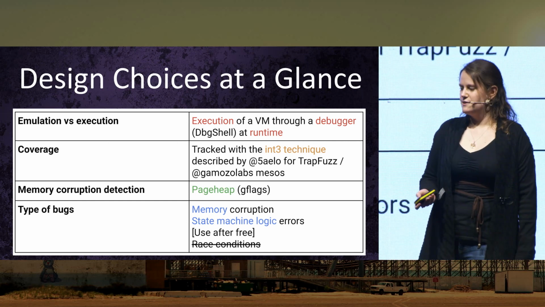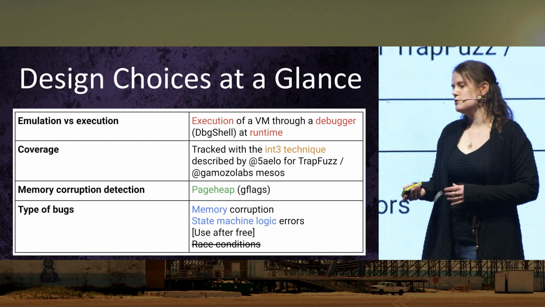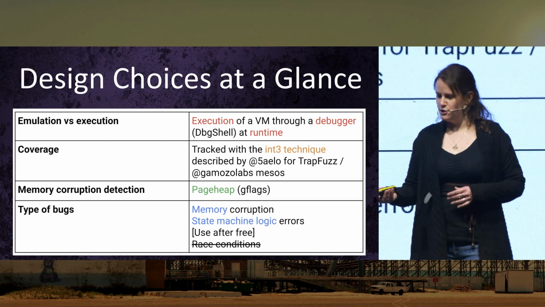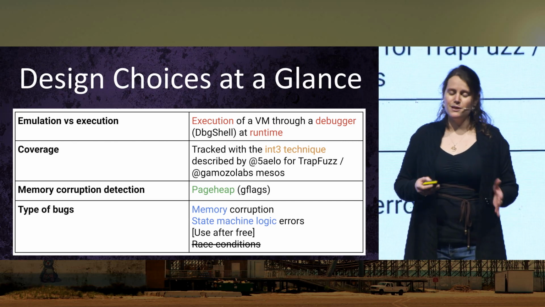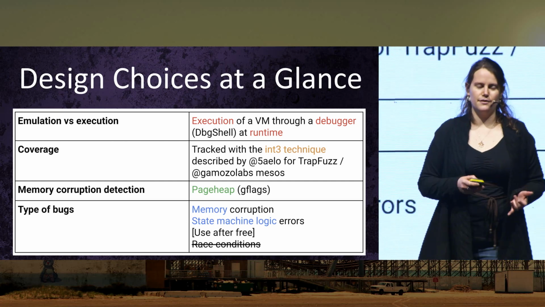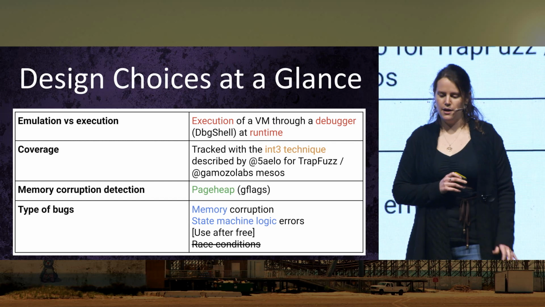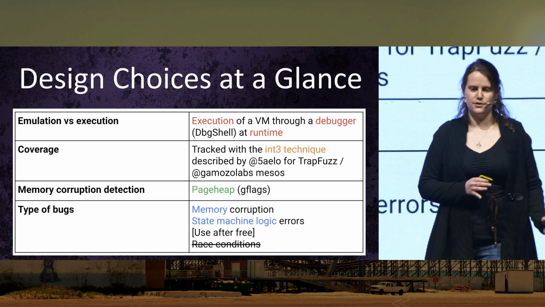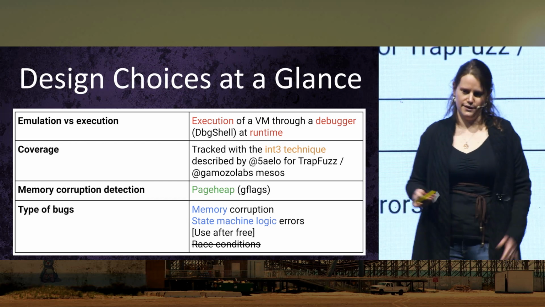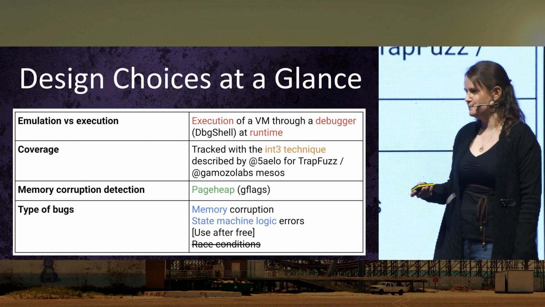And the type of bugs that can be found are memory corruption bugs, state machine logic errors, possibly use after free. It depends if I get a blue screen or not. Race conditions are off the table because the fuzzer is not multi-threaded, so no, that's not something that will be caught.